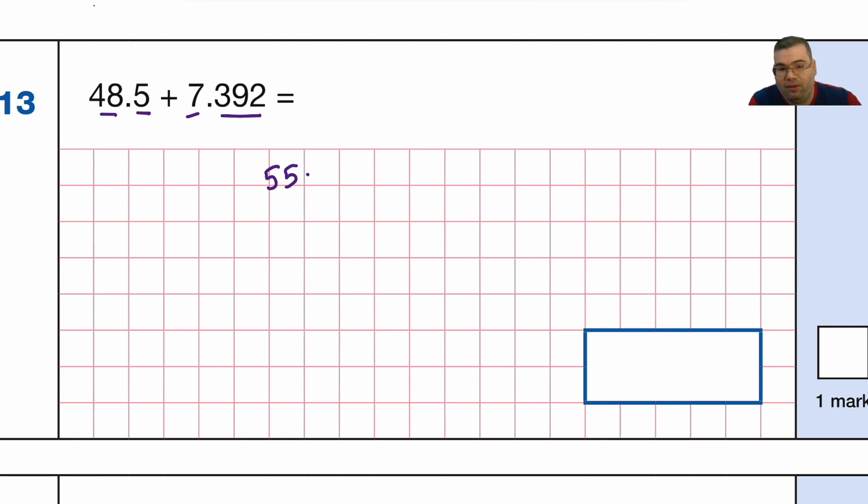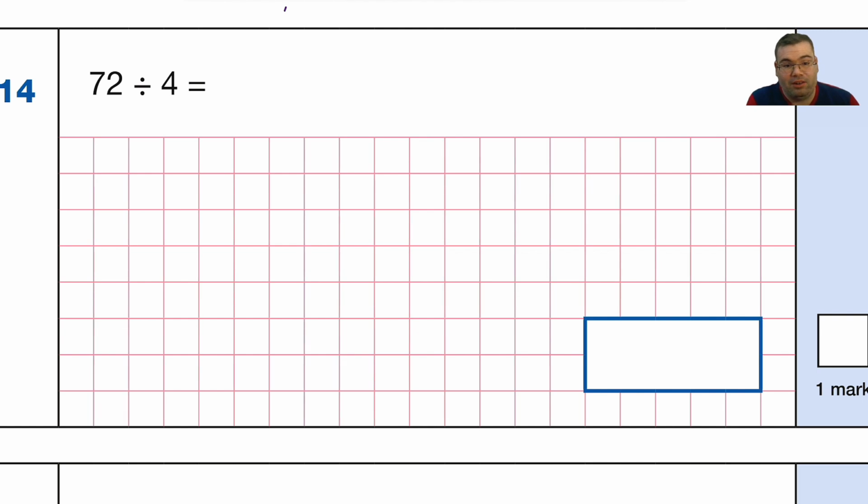So we can write 5 as 500, right? After the decimal, because after decimals you can write zeros, it doesn't affect. So 500 plus 392 is 892. Very simple. So the answer is 55.892. You can do this question mentally very fast.